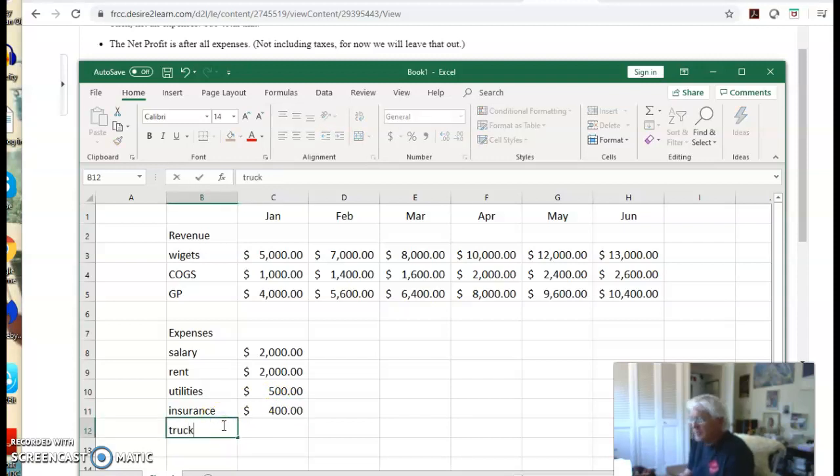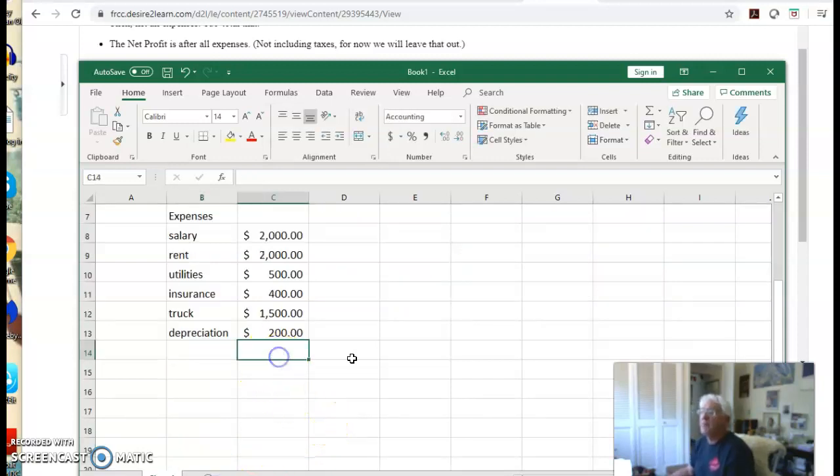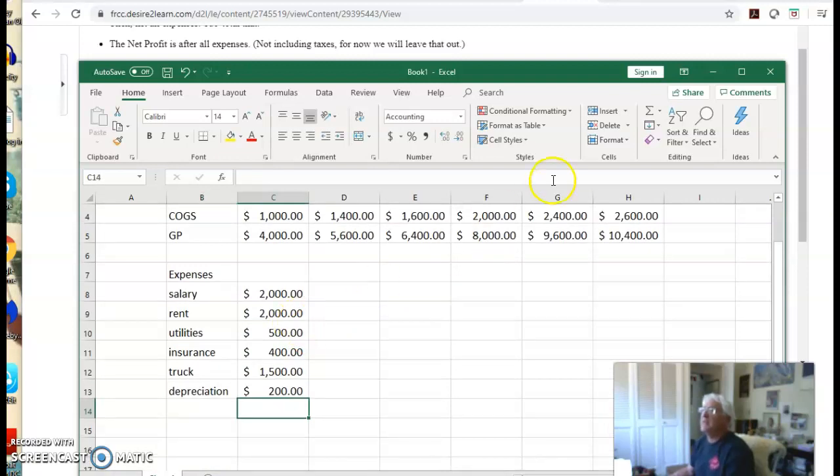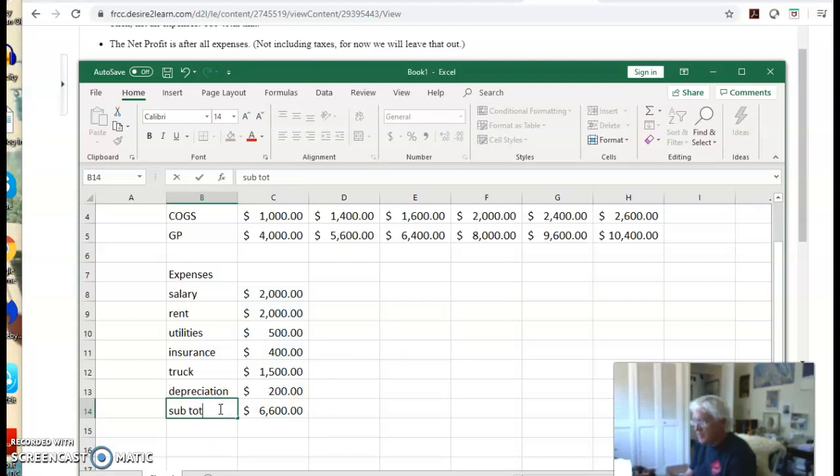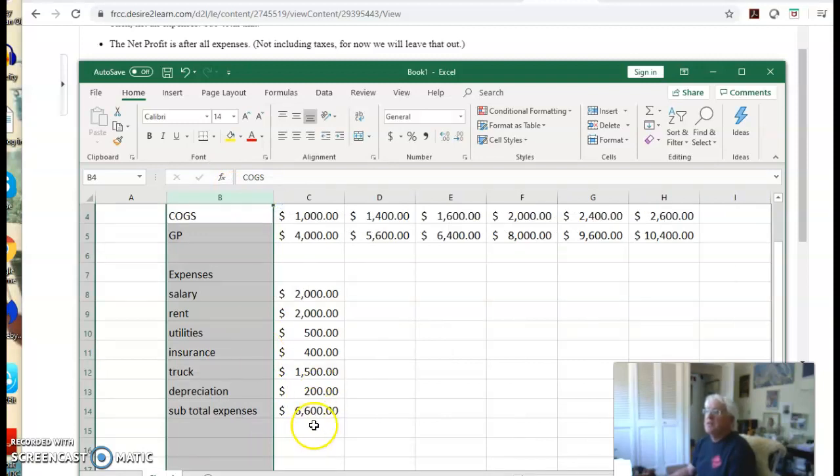There's a truck. The depreciation on that truck. I got to spend $1,500 on a truck, and I got $200 for depreciation. And let's just total that up. Okay, I have my expenses right here, and I will do a subtotal right here that happens to give me the amount right there. Okay. Subtotal expenses. Okay, we got a little thing right there.